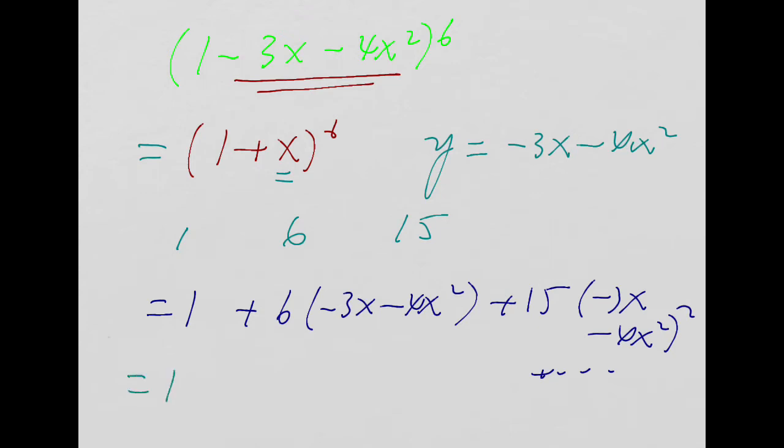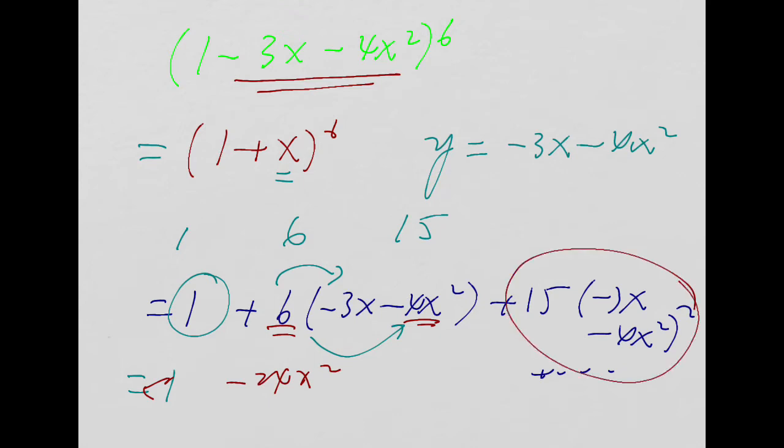Yeah, so 1. Okay, so this is 1. Nothing to do with the x squared term. So this is 6. The x squared term is this thing, minus 24x squared. So now we are left with this term. Okay, so this term is a bit tricky, but you have to use your judgment. So this is (-3x - 4x^2) squared.